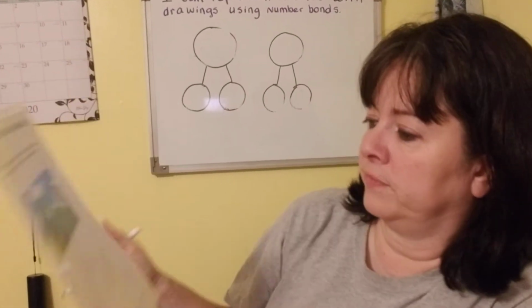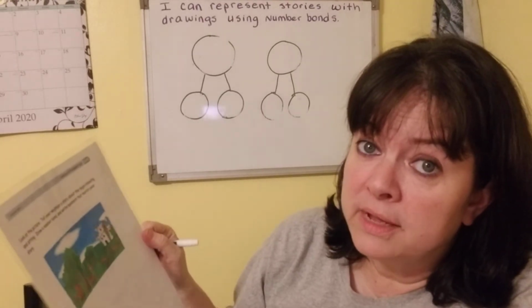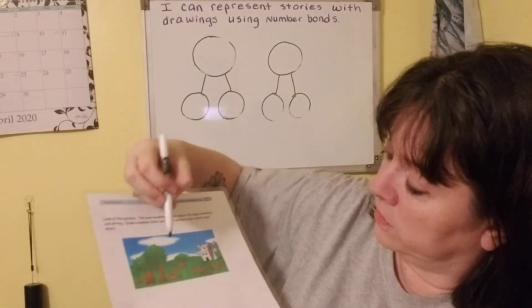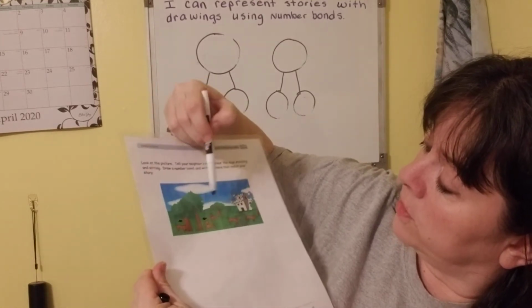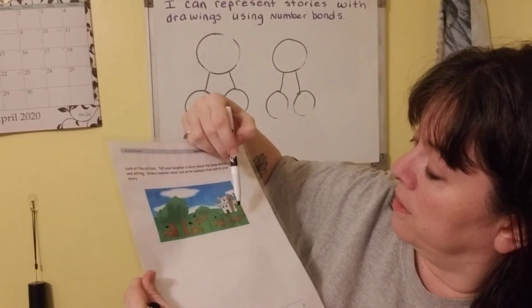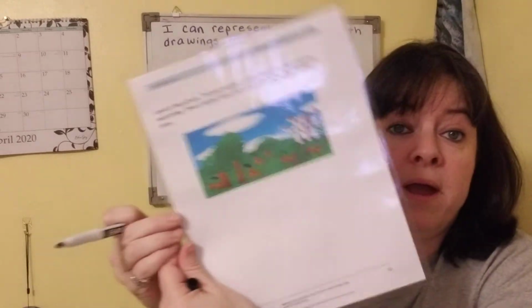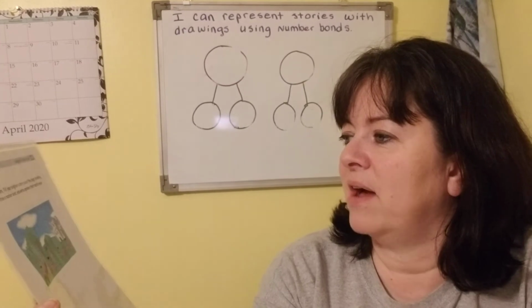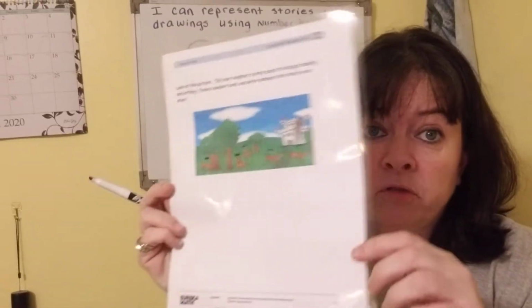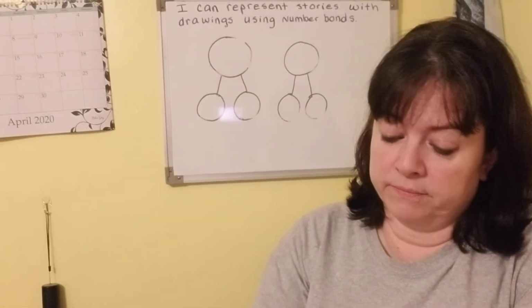Okay, so first of all, we have to count and see how many dogs we have. So we're gonna count together. I'm gonna find them. 1, 2, 3, 4, 5. Okay, so how many whole? What's the whole? It's 5. Very good. 5, 5, 5. All right, so I'm going to go ahead and draw a number bond on here.